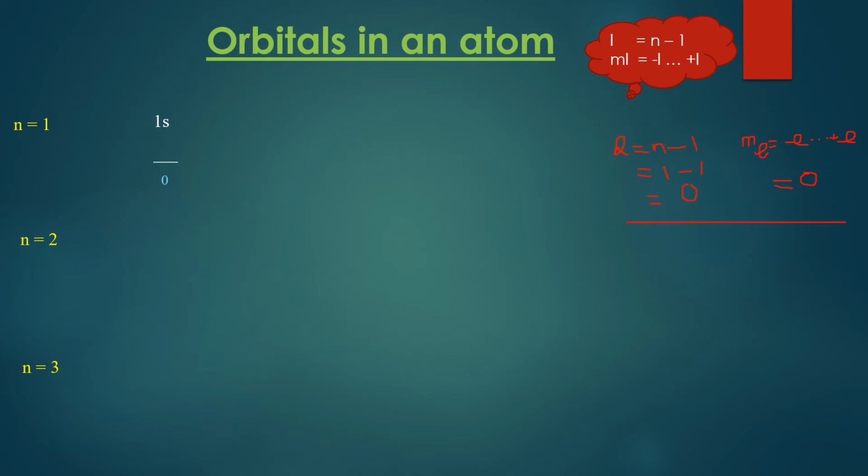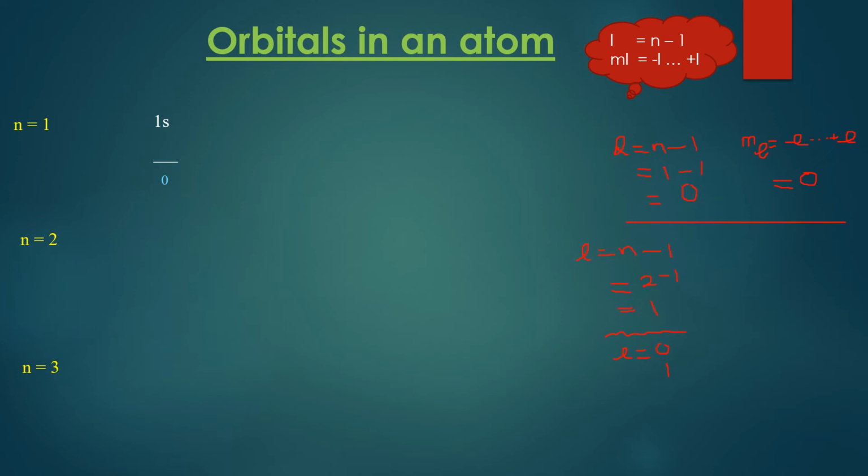N is equal to 2. So for n is equal to 2, let's find the possible L values. N minus 1, so we will have 2 minus 1. 2 minus 1 is 1, right? But that also means everything before 1 is also present in the second shell. So we have L is equal to 0 and L is equal to 1. So how many sublevels are there in the second shell? There are 2 sublevels.